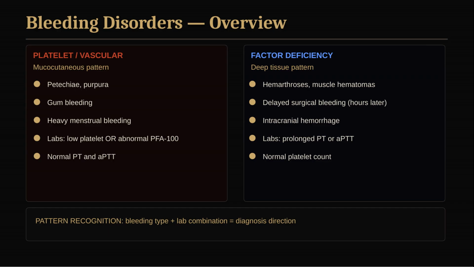Start by looking at the pattern. Platelet problems cause mucocutaneous bleeding, petechiae, purpura, gum bleeding, heavy periods. Factor deficiencies cause deep bleeding, hemarthrosis, muscle hematomas, surgical bleeding that starts hours later. The labs guide you: low platelet count plus normal PT and aPTT points to thrombocytopenia. Normal platelets plus prolonged aPTT points to hemophilia. Both prolonged points to DIC or liver failure.